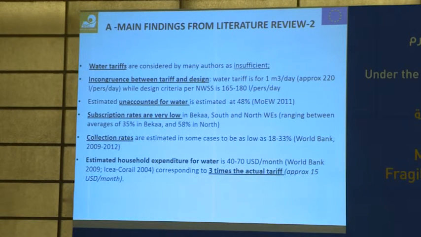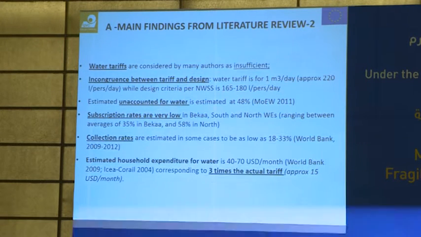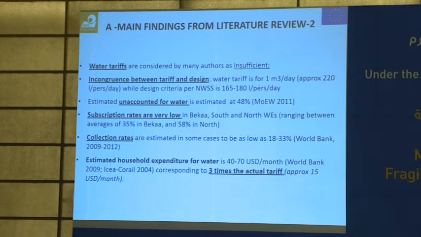The water tariffs are considered by many authors as insufficient to cover even operation and maintenance costs. There is an incongruency between tariff and design, because the water tariff sells 1 cubic meter per day for a household, corresponding to approximately 220 liters per capita per day, while the design criteria fixed by the National Water Strategy mention 165 to 180 liters per capita per day. The estimated unaccounted-for water is around 48% by the Ministry of Energy and Water. Different opinions say that it is not really known and is probably much higher.